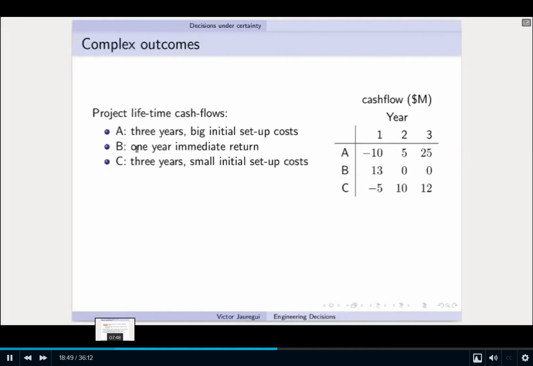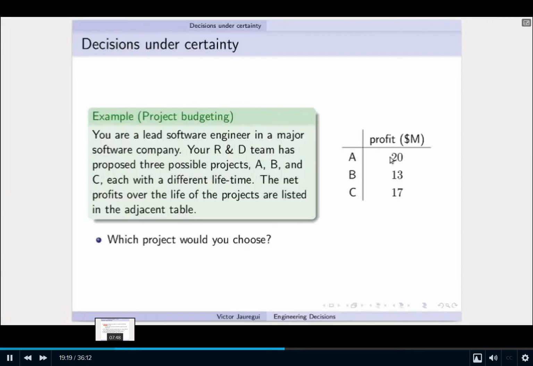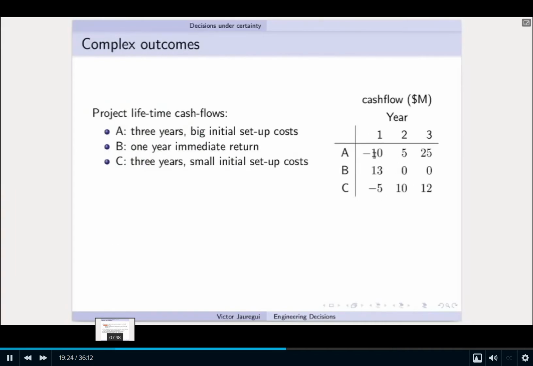Project B is a short-term, 1-year immediate return project that makes a reasonable amount in 1 year. Project C is a 3-year project. We have some initial costs, not as big as project A, but then it starts making modest or reasonable profits in years 2 and 3. So we still have the same problem, right? These add up to 20, 13, and 17, rows A, B, and C, but they're distributed over multiple years.